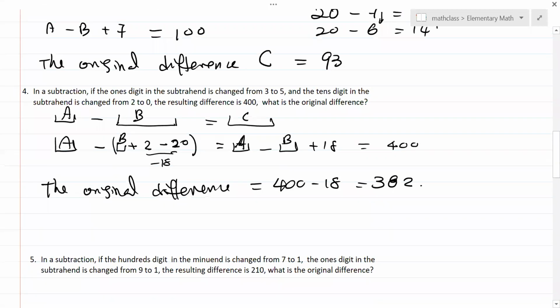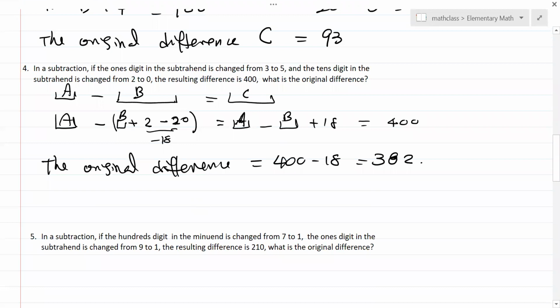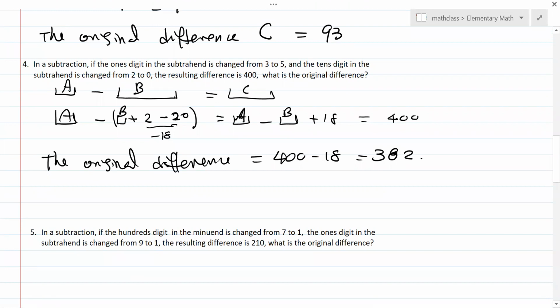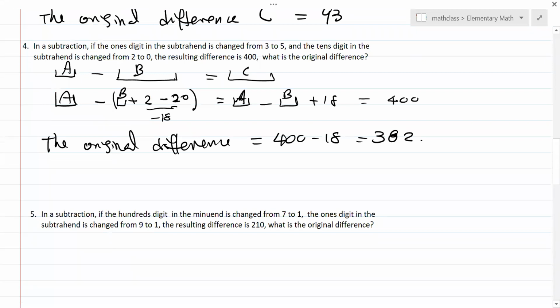All right, so now let's look at the next problem. In a subtraction, if the hundreds digit of the minuend is changed from 7 to 1, and the ones digit in the subtrahend is changed from 9 to 1, the resulting difference is 210. What is the original difference? Well, now you have to change both.